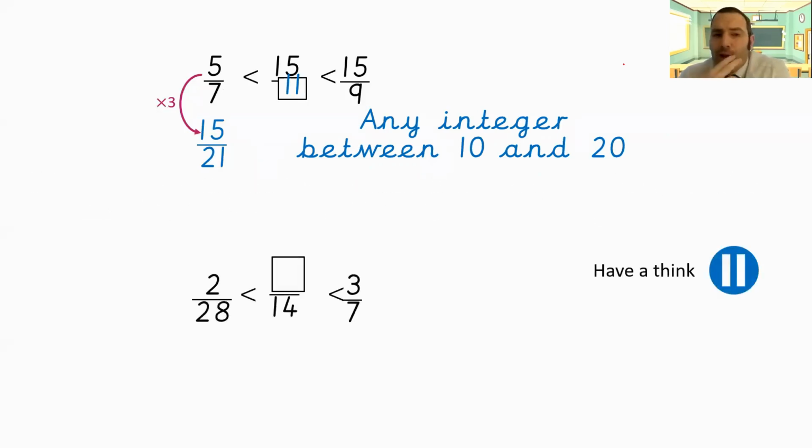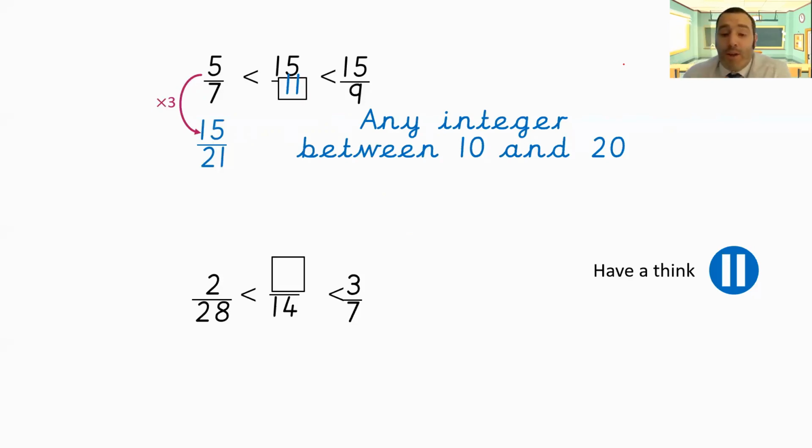So have a look at this one. What could go in the box? I'll give you a clue. Think of your 7 times table. That will help you to work out the equivalent fractions here. Pause now.